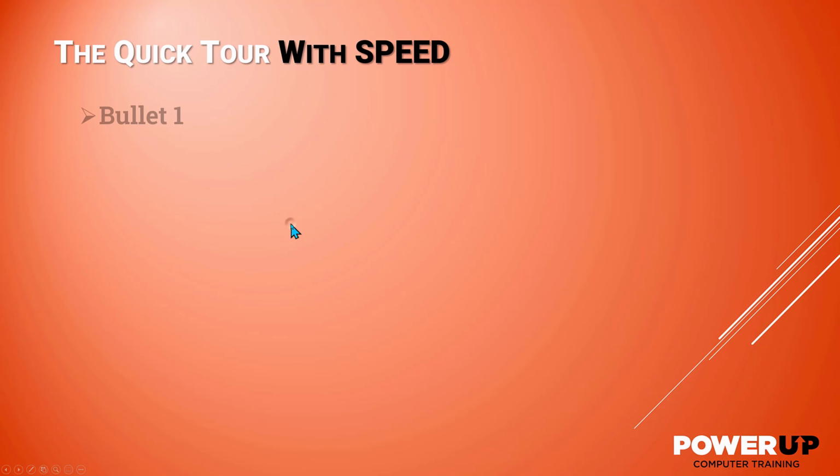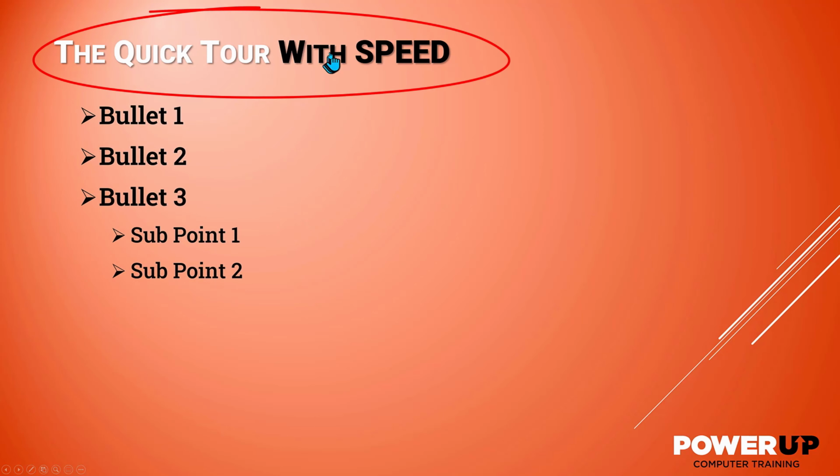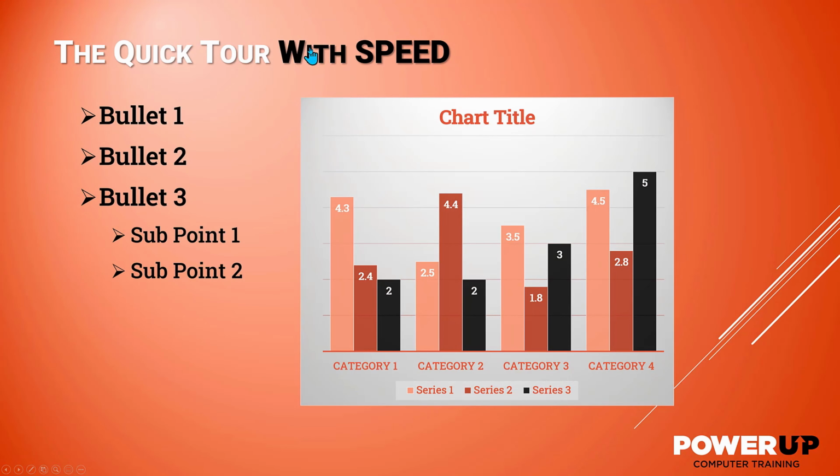We're in our slideshow. A click will show up bullet 1, another click bullet 2, another click bullet 3. Now I want the chart to show up, so I'm going to click on the title, and my chart shows up. That's how we can control when objects show up on the screen.